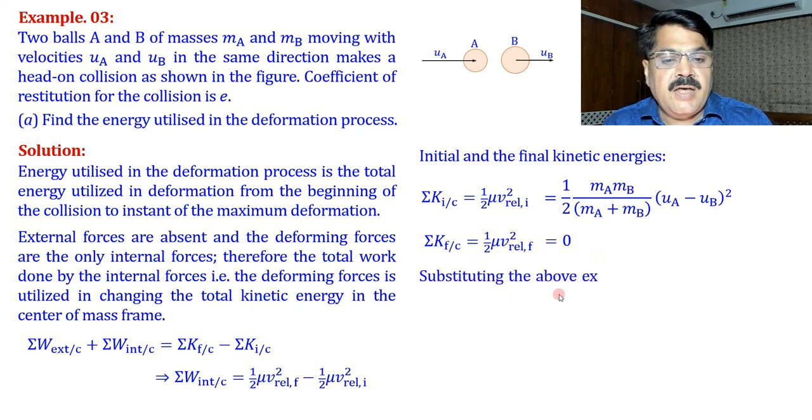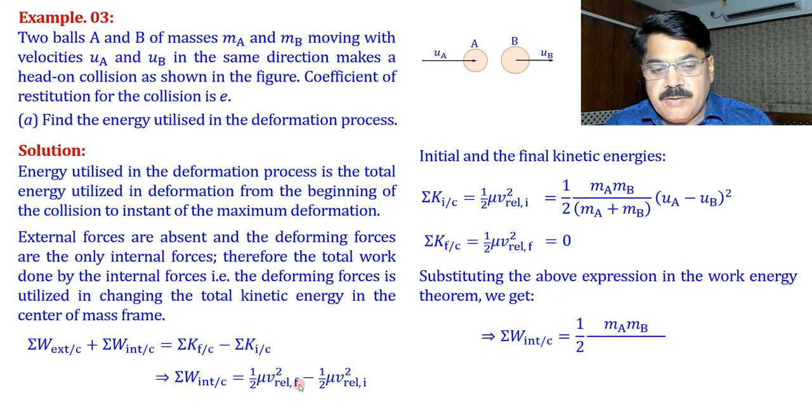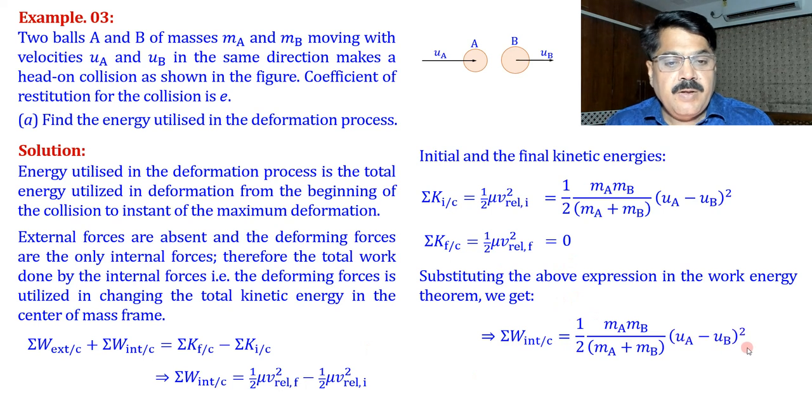Substituting the above expressions in the work energy theorem, we get what? We have to calculate this quantity. So that is W internal conservatives, that is this quantity, UB, UA minus UB. Now here, of course, if you take this and 0 minus this, you get negative. But here, just my purpose is to find its magnitude. So that is the loss in kinetic energy.